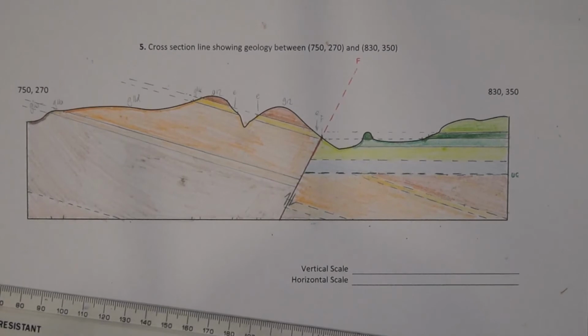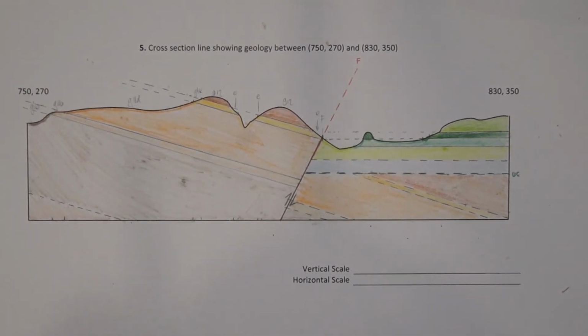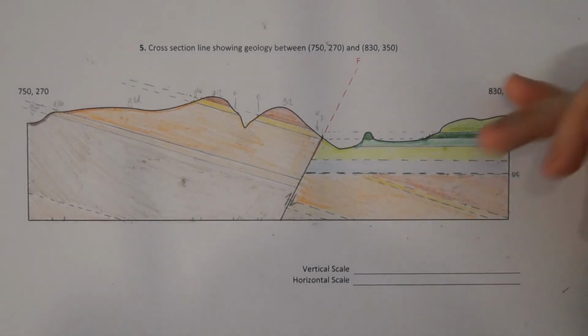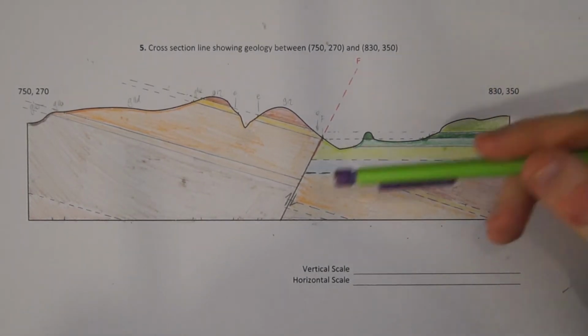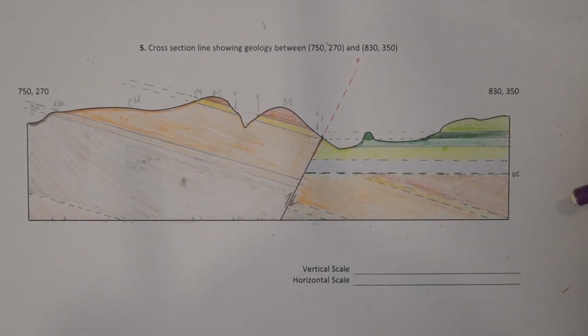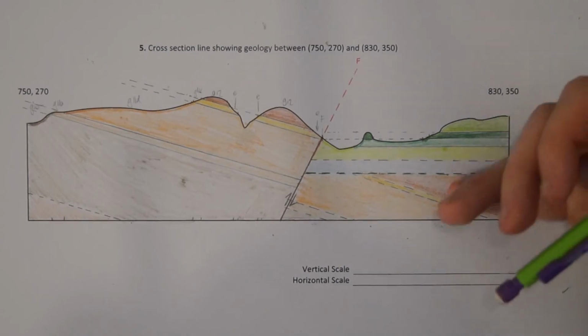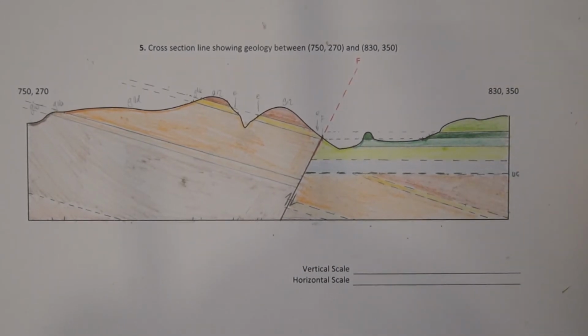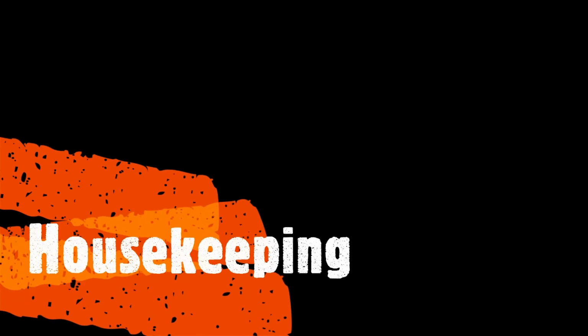And I think that's a pretty good interpretation for our cross section. We've shown the subsurface geology and we've indicated the level of sureness that we have for some of our contacts. So now what we can do is move on to our housekeeping process and tidy this up for final presentation.